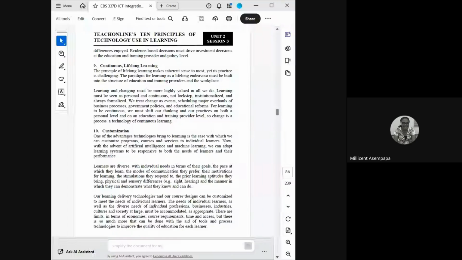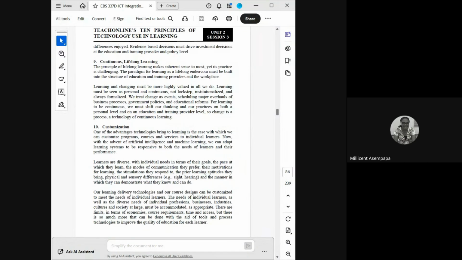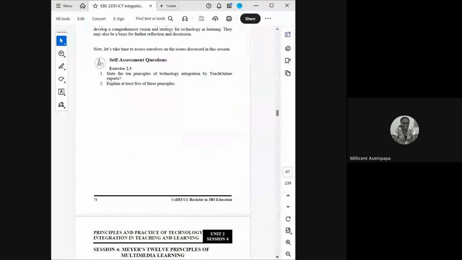But when I listen, it means that technology must also be in a way that I can customize to my preference. I'm also a learner. Customize to my preference and what I like. Okay.